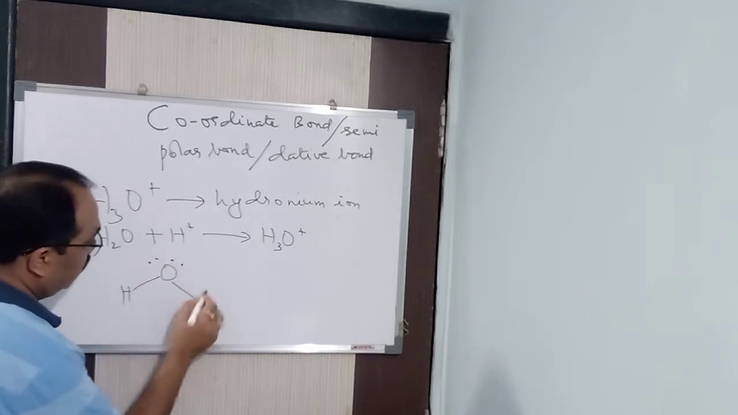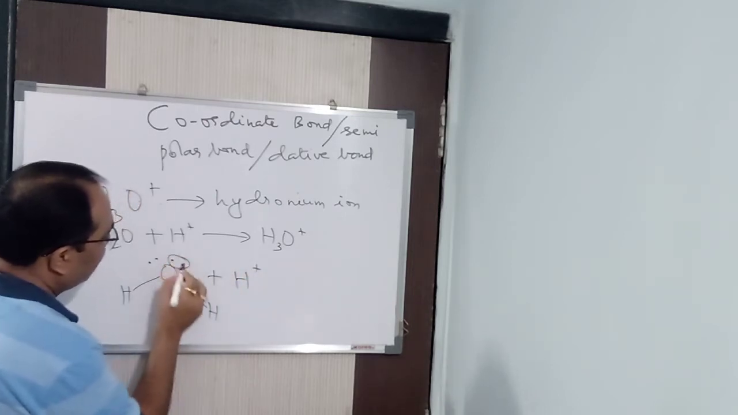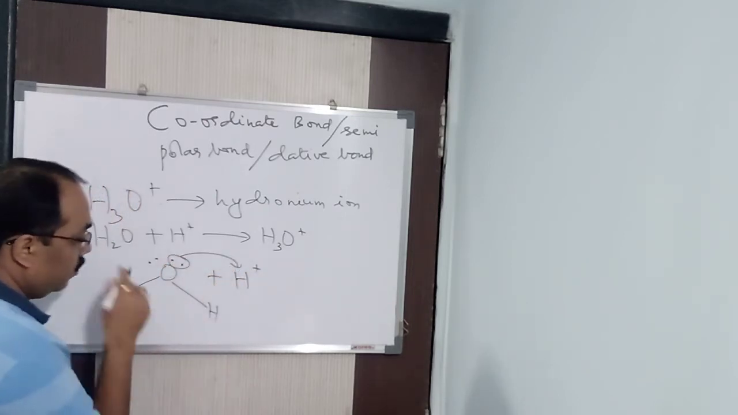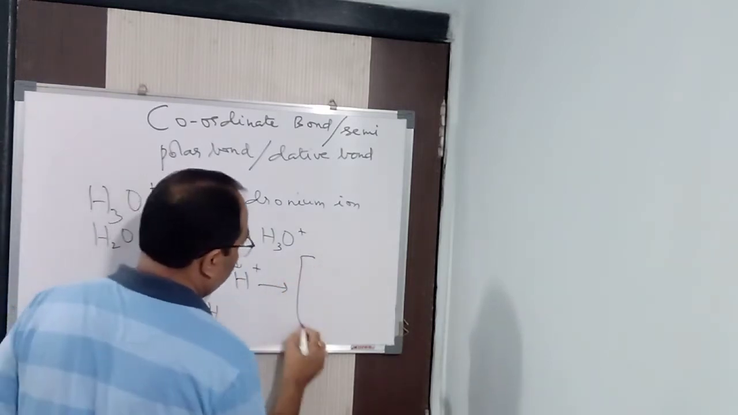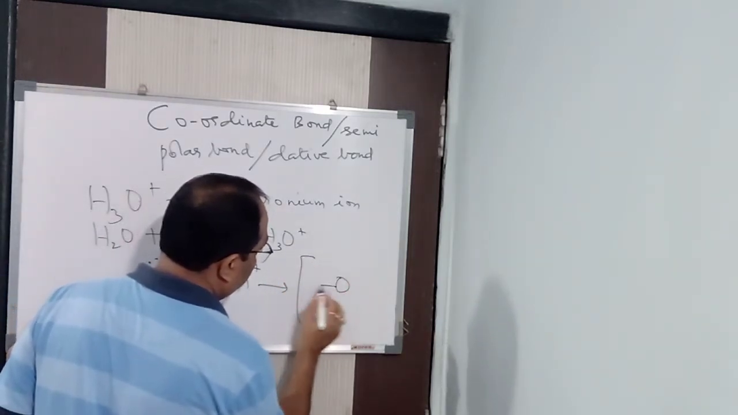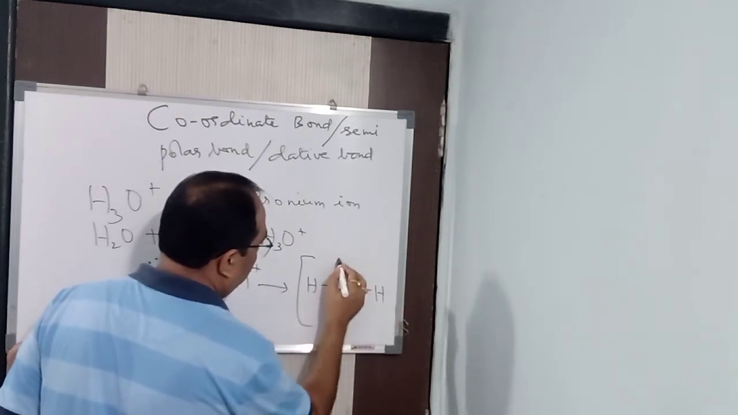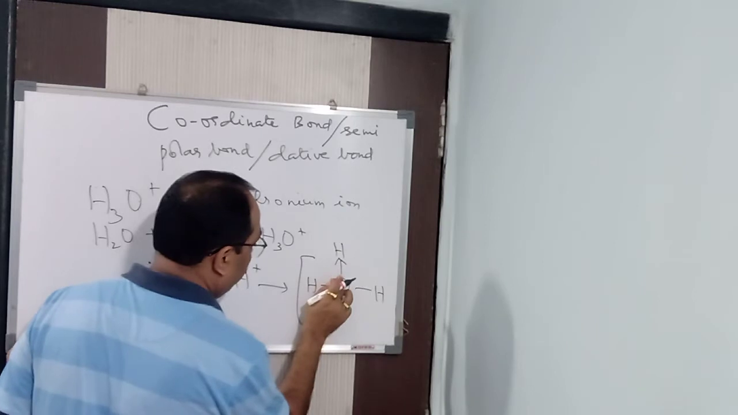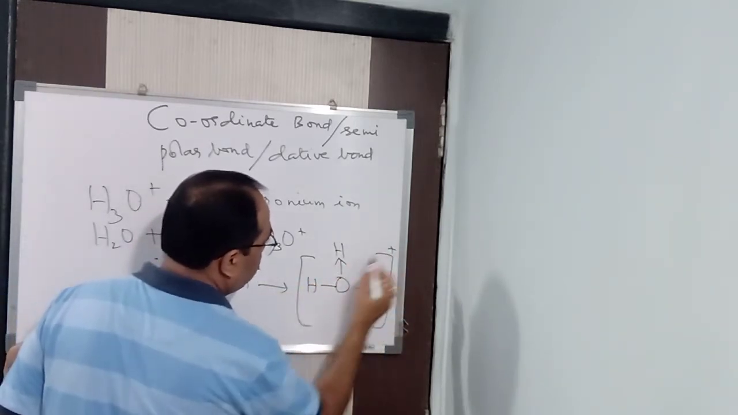Now this is H2O. Now one pair of electrons, which pair? Let us say this pair, any pair of electrons can go. And hence see the structure that is formed. Look here. So this is H2O, and now this one pair of electrons goes to the H+ ion. So it forms H3O+.